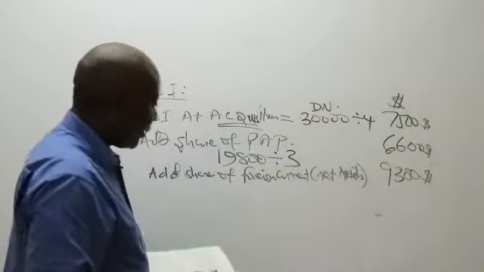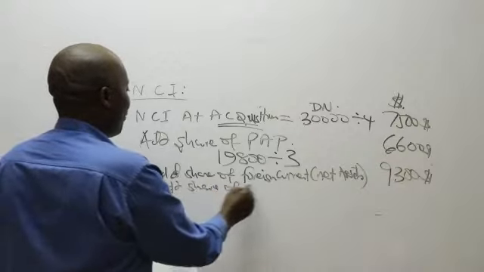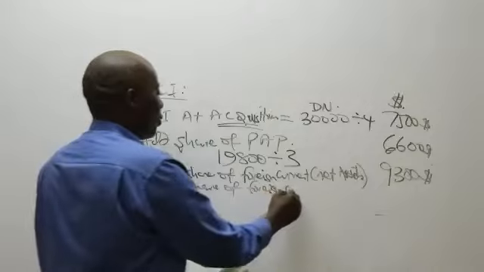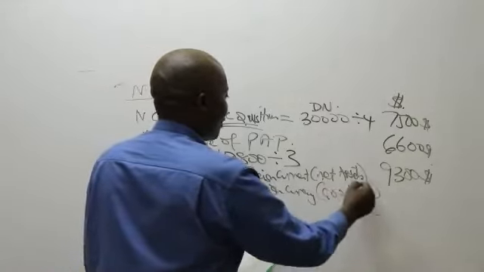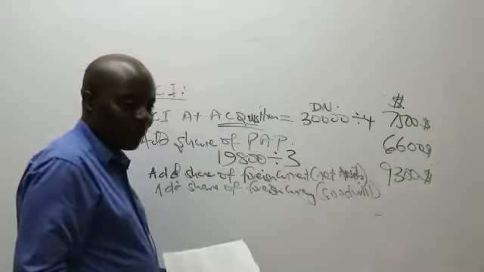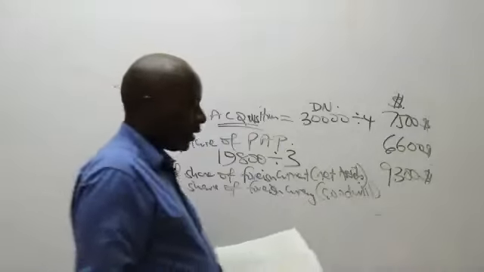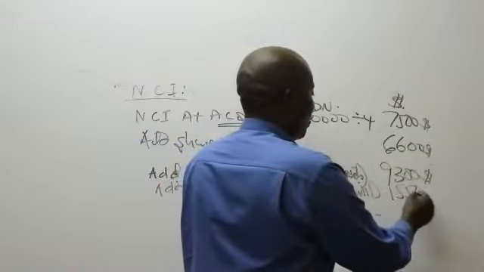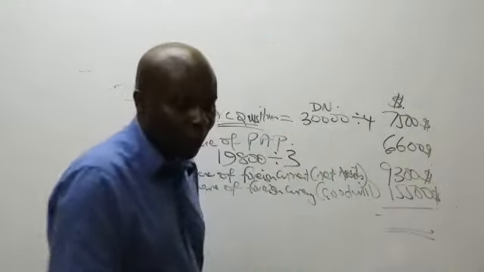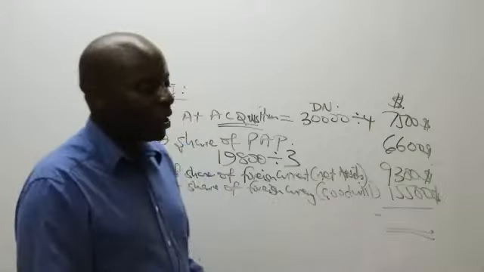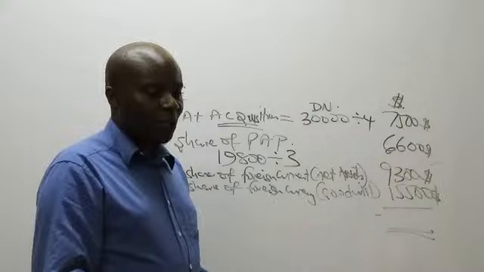All right. And then we have here, lastly, add share of foreign currency goodwill. How much? 15,500. So could you kindly give me the total for NCI? What do we have there as the total for NCI?